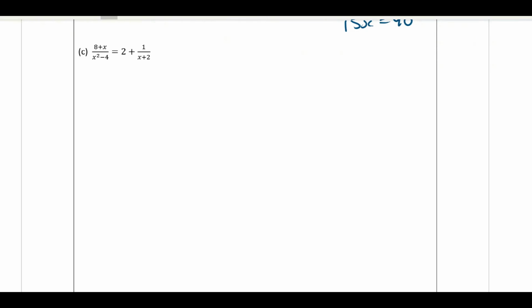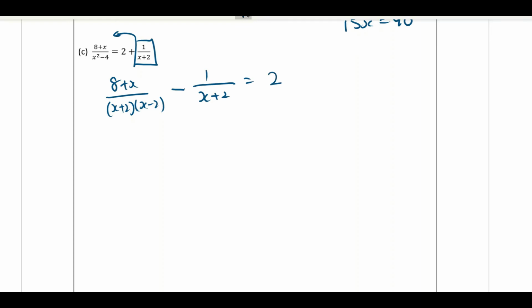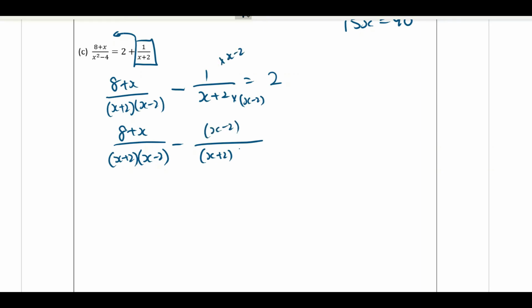So you look at C, 8 plus x over x squared minus 4, which is x plus 2, x minus 2. Okay, so you realize this guy has a denominator x plus 2. Here, bring the whole thing over. So this is minus 1 over x plus 2. When you bring this whole thing over, here is plus, you bring it over, it will become minus. Equals to 2. Same thing, make common denominator, x plus 2, x minus 2, minus, this x plus 2 must times x minus 2, times x minus 2. So remember to bracket up your x minus 2 for the numerator.